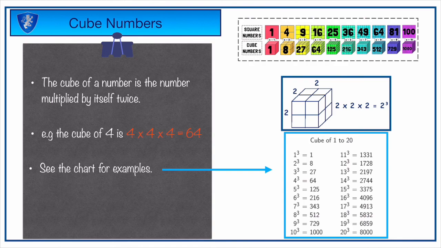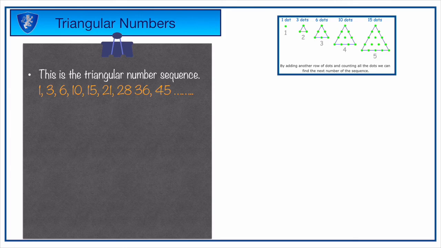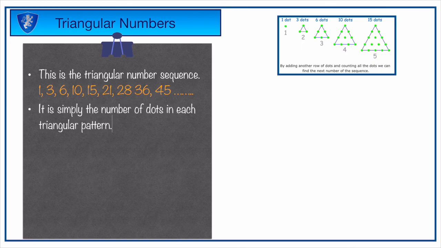Now, let's look at triangular numbers. Triangular numbers are numbers, as you can see here. And this is a list of the triangle numbers 1, 3, 6, 10, 15, 21, and so on. It's simply the number of dots in each triangular pattern. So you have the first triangle number with 1 dot, the second triangle number with 3 dots, the third triangle number with 6 dots, 10 dots for the fourth triangle number, and the fifth triangle number is 15 dots.